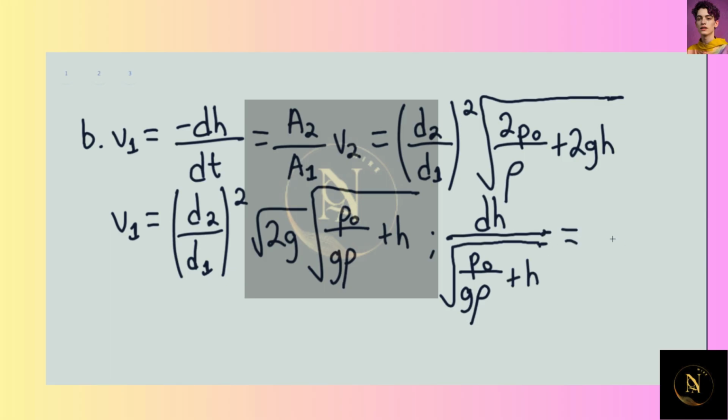This would essentially be equal to negative, and then we can write d a little bit smaller, negative d sub 2 divided by d sub 1 quantity squared multiplied by 2g times dt. Let's reduce the square root. So essentially, we can then integrate.